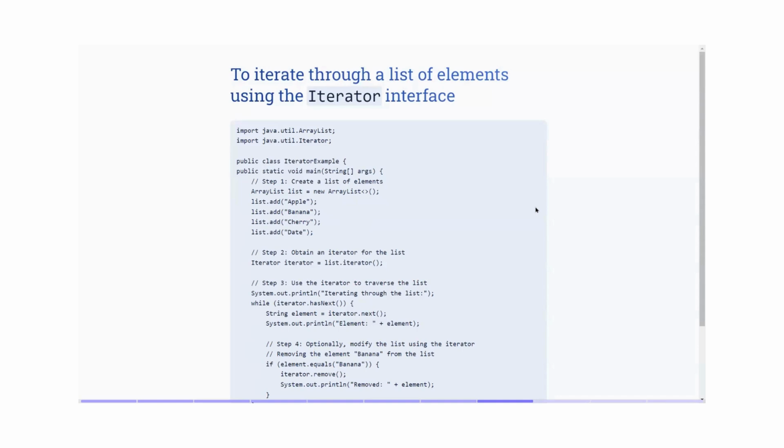This code demonstrates how to create a list of elements, obtain an iterator for the list, traverse through the list, and modify the list.